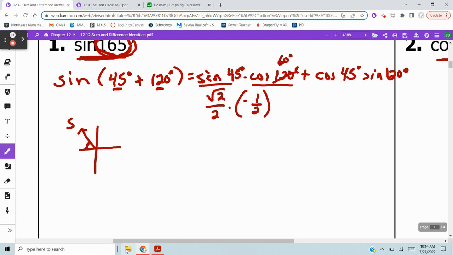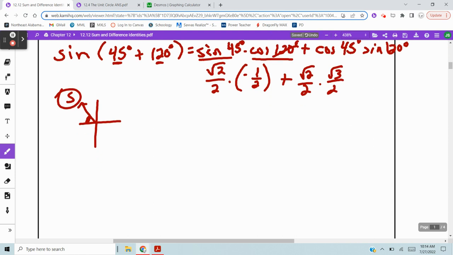So therefore, the cosine of 120 is negative 1/2, plus the cosine of 45, which is root 2 over 2, times the sine of 120. So I do the same thing. All students take calculus. That will be positive in the second quadrant. My reference angle is still 60. So therefore, that would be root 3 over 2.